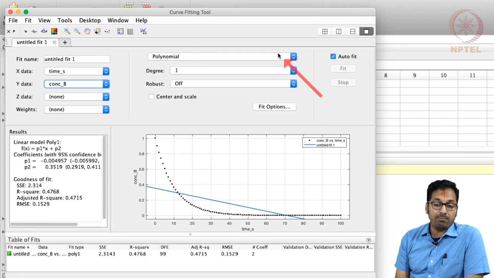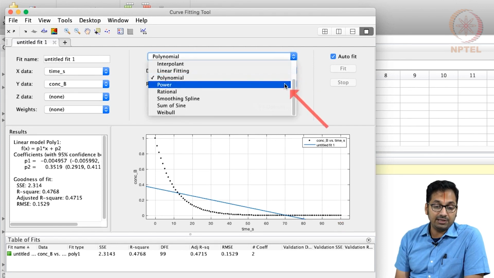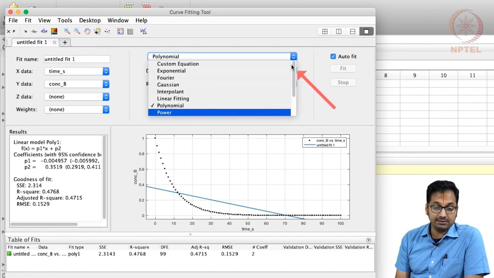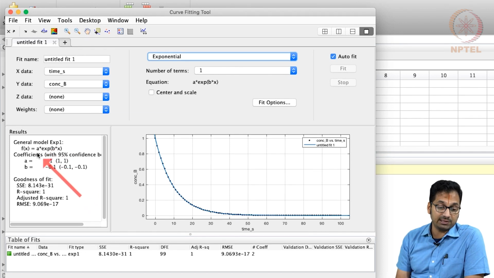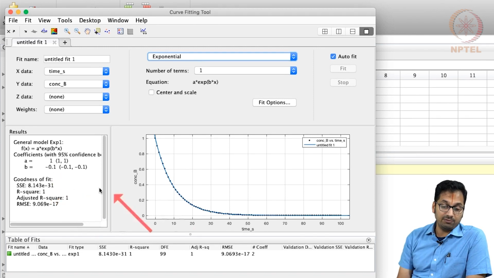So instead of using a polynomial fit, one can always change it to an exponential fit if it exists, and then try to see what works out. And you are able to nicely see the blue line very beautifully passes through all the data points, and you are able to get the same results that you obtained before. That is, the prefactor of the exponent is 1, and this, the B, which is the rate constant that you are getting here with a minus k, is k equal to 0.1. And your fit is beautiful, and you are able to visualize what is going on.